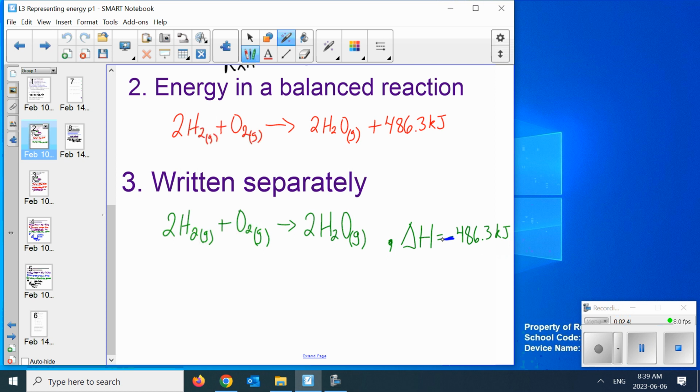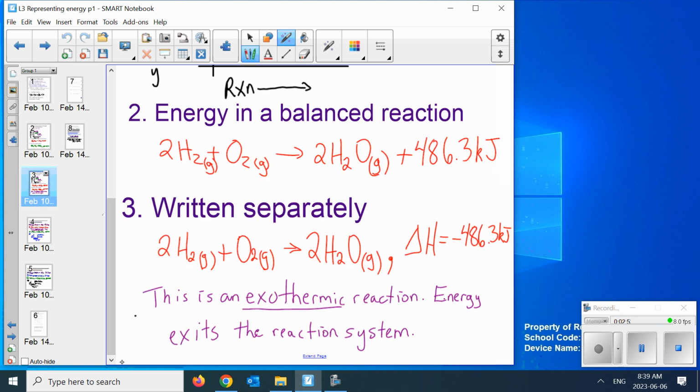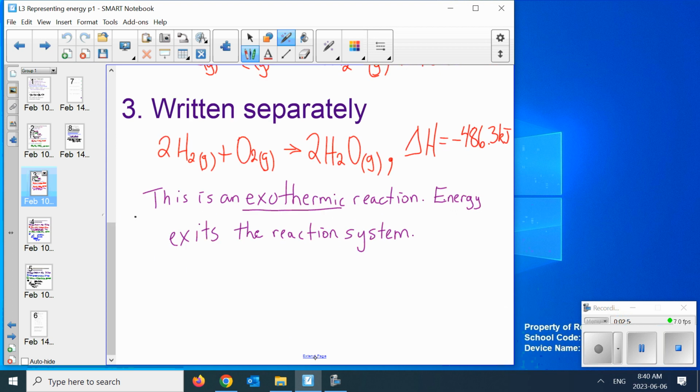And this is an exothermic reaction. It means that energy exits the reaction system. Okay. So I know I'm going quicker than it's possible to write everything out, but you get a chance to review. Just catch on. Let me look at another one.